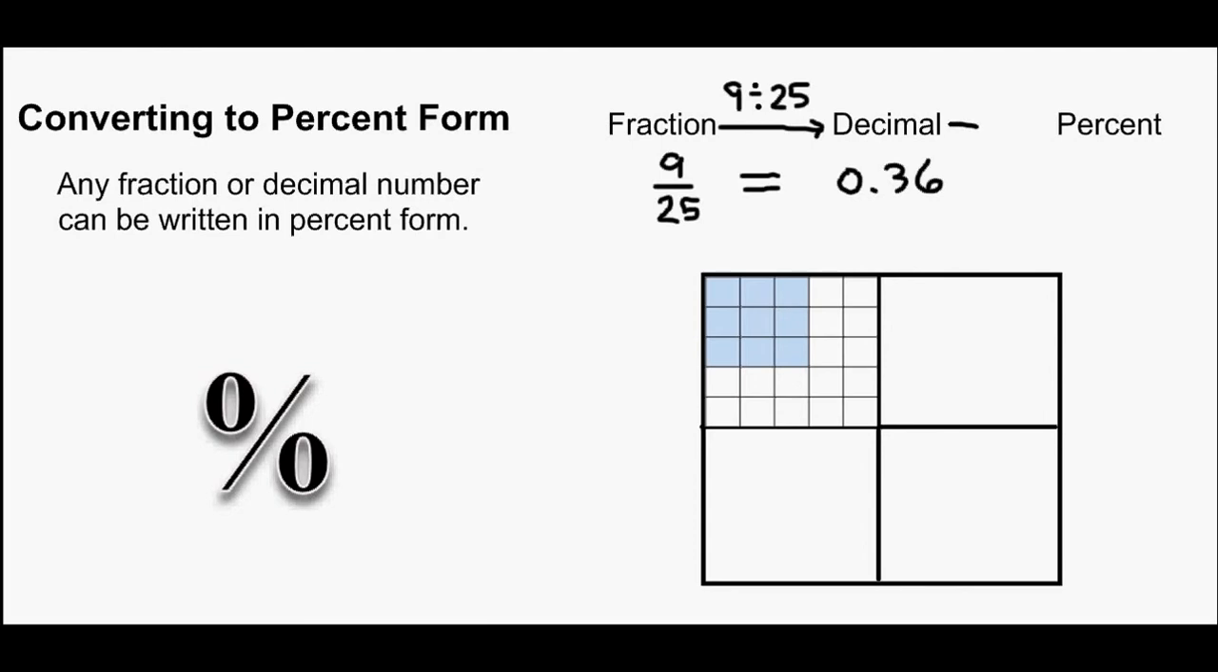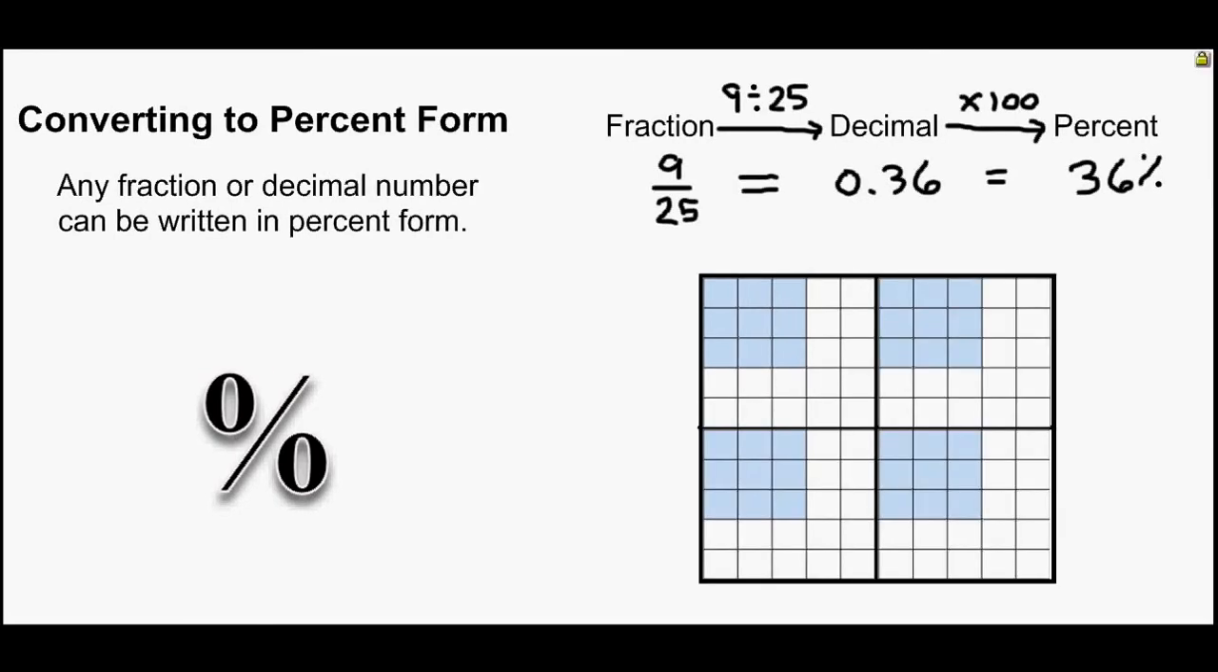We are going to change this decimal into its percent form by multiplying by 100. When we multiply by 100, we get 36%. You can notice from the box below that when we compared 9 to 25, it was the same as comparing 36 to 100. Therefore, 9/25 is equal to 36 hundredths, which is equal to 36%.